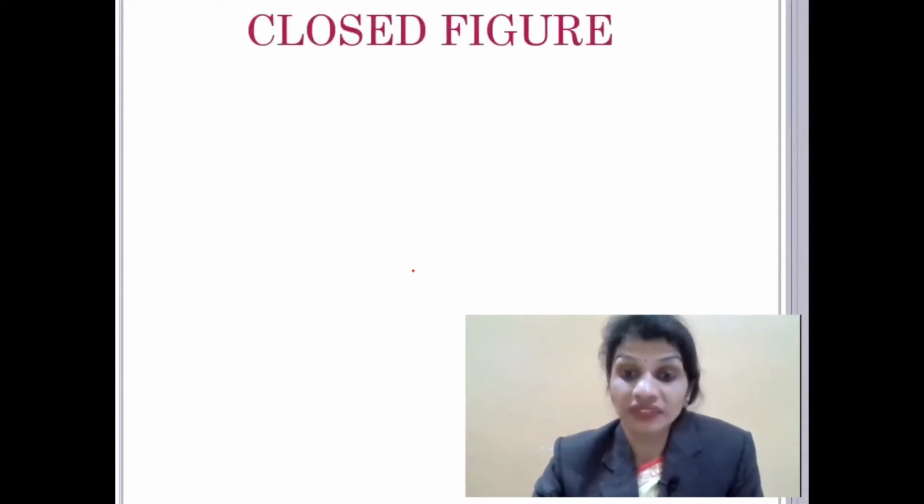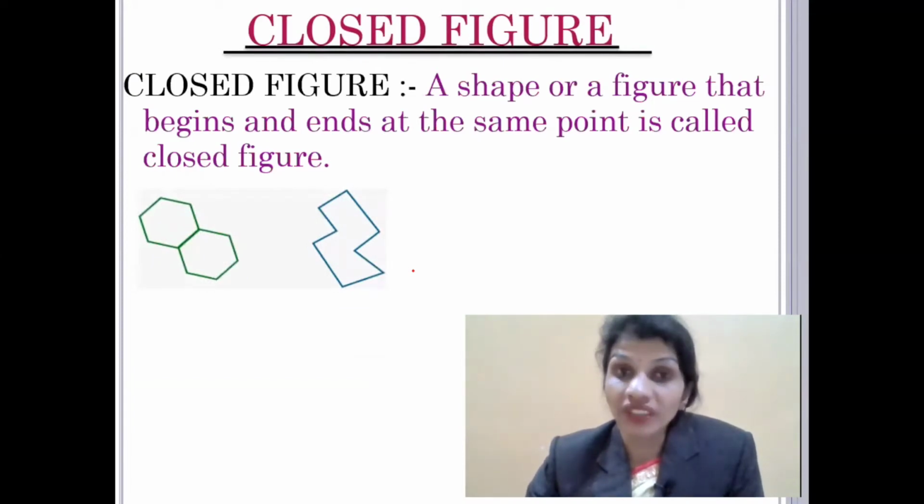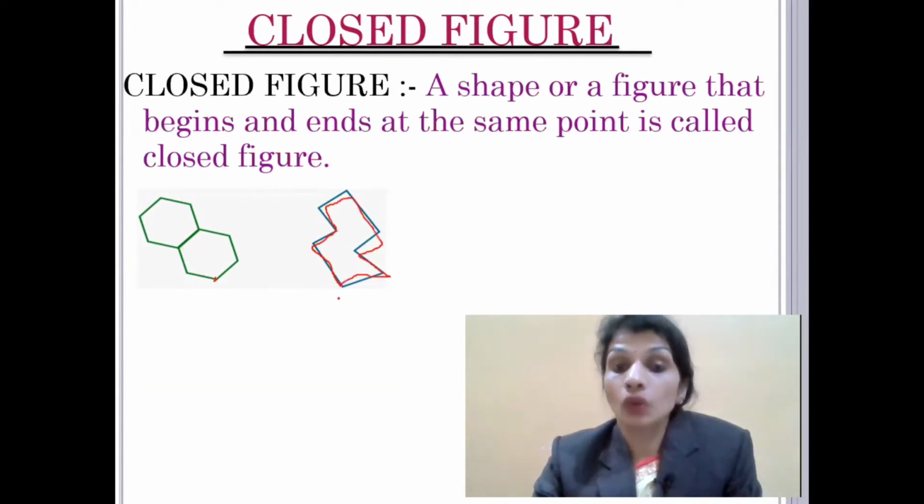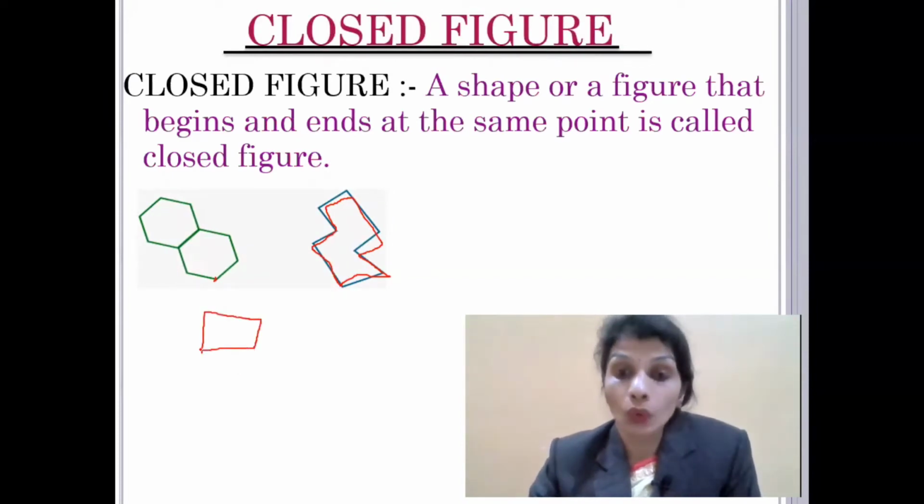Now, closed figure. A shape or a figure that begins and ends at the same point is called a closed figure. Suppose it starts from here and after moving from this side to this side, it again comes to an end here. So it's a closed figure. Here also, it moves from here to here to here, and it's also a closed figure. So a figure which starts from one point and ends at that point only is known as a closed figure.